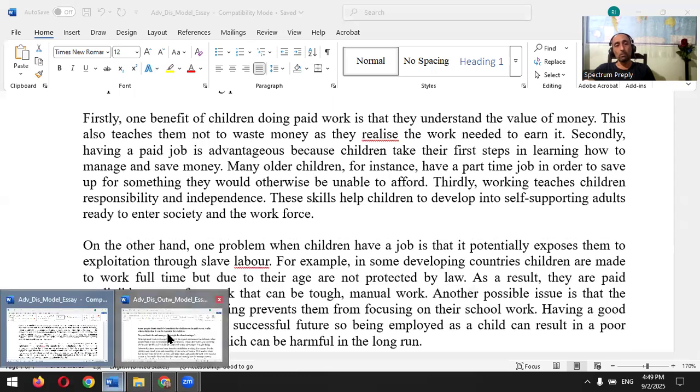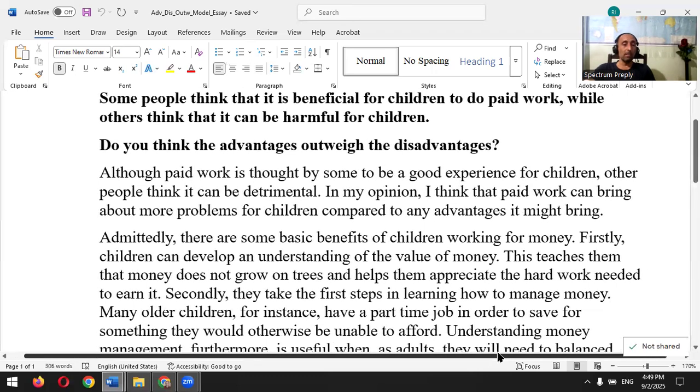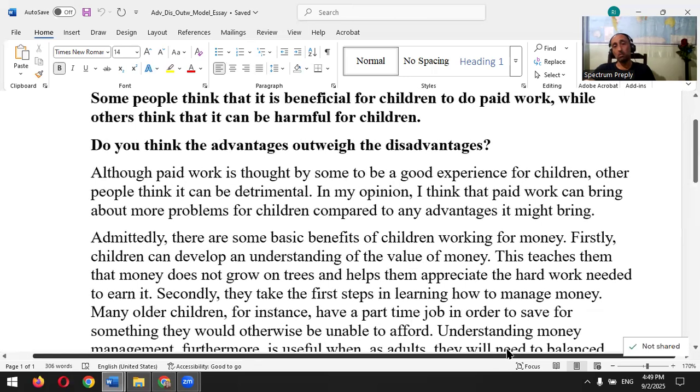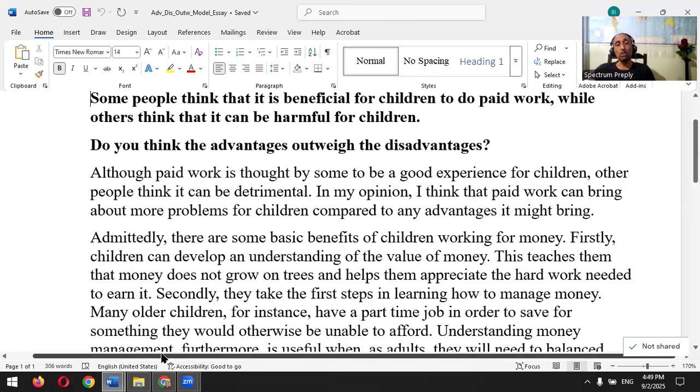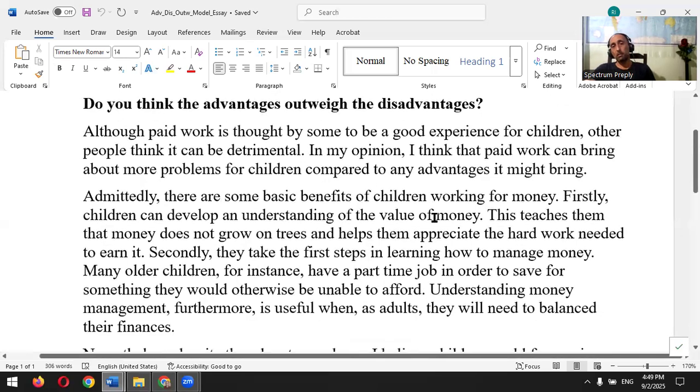So the tricky point in the advantage-outweigh-the-disadvantage type of essay is not clearly seen to the naked eye. You need to make sure that you really understand the position that the writer has when you read both types of essays, and then probably when you write your own essay. So first of all, the position must be very clear. Which one do you think is more significant?